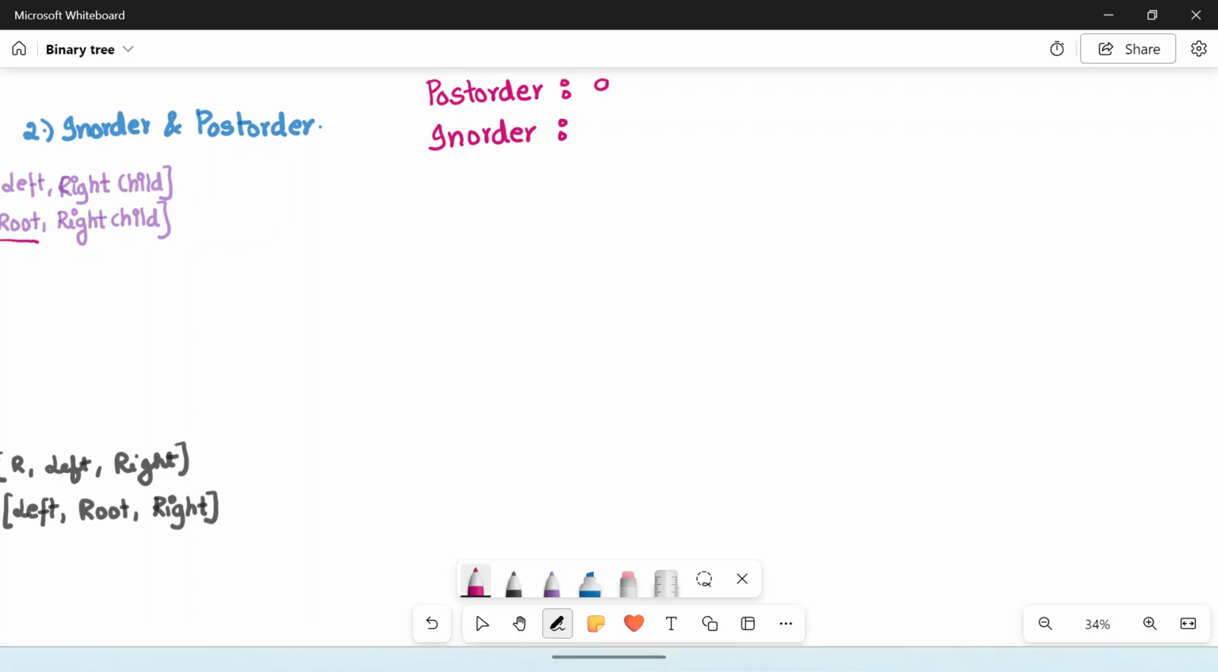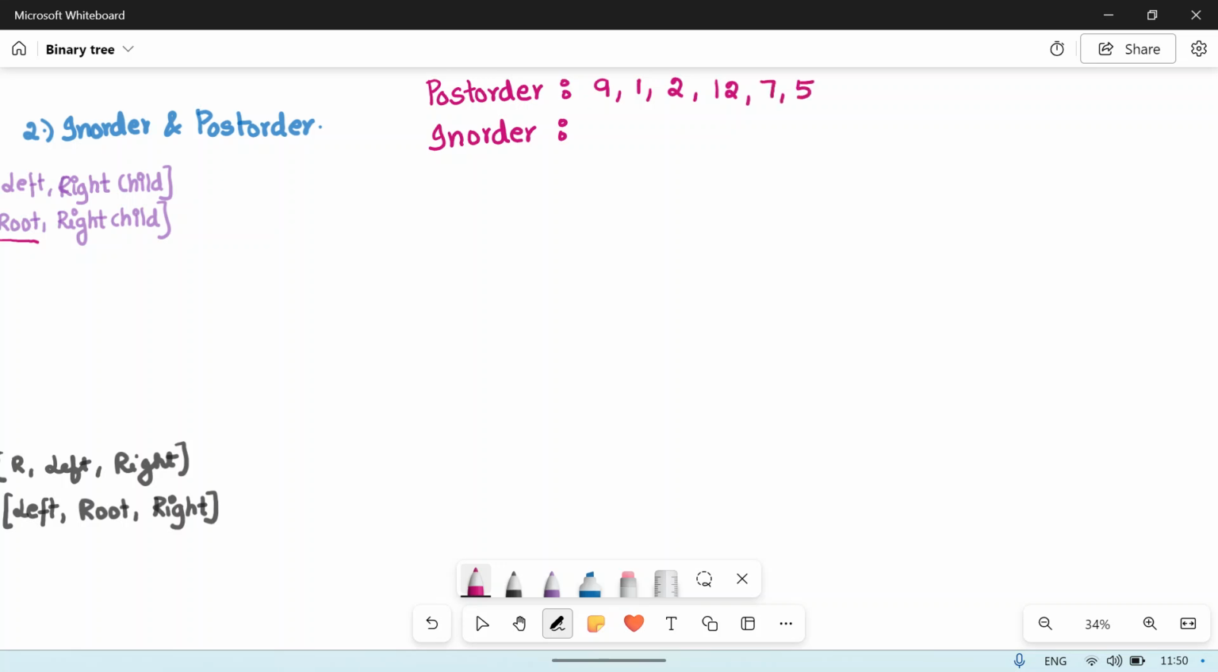So 9, 1, 2, 12, 7, 5, 3, 11, 4, 8. Here 9, 5, 1, 7, 2, 12, 8, 4, 3, 11. This is your post-order and in-order. Now I will try to construct the binary tree.